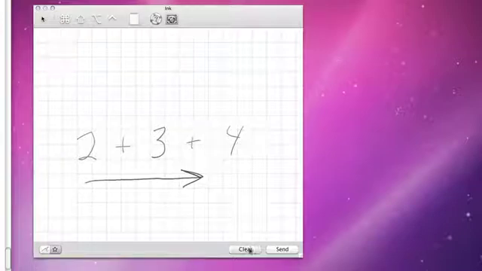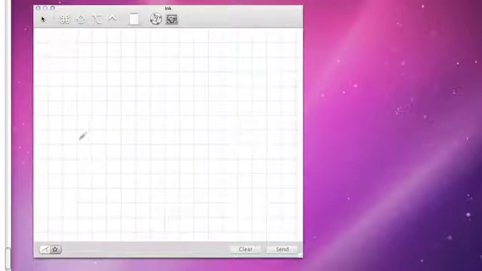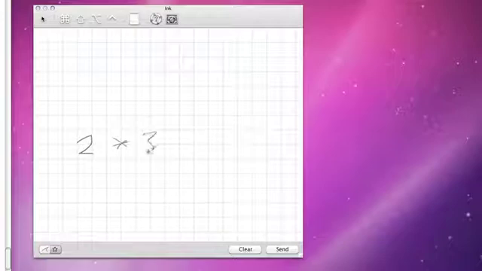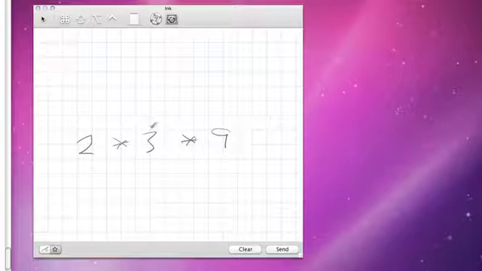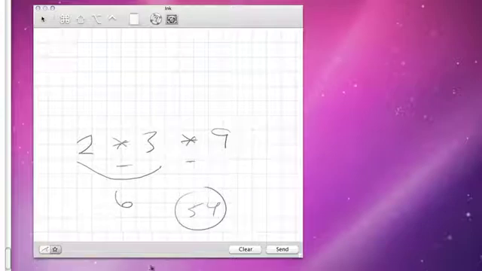The same thing would be true if we did multiply. 2 multiplied by 3 multiplied by 9. Multiply, same precedence level, left associated, which means the left operator will take precedence over the right operator. And so the way this would be evaluated would be, 2 times 3 would be done first, 6 multiplied by 9 gives me the answer 54.